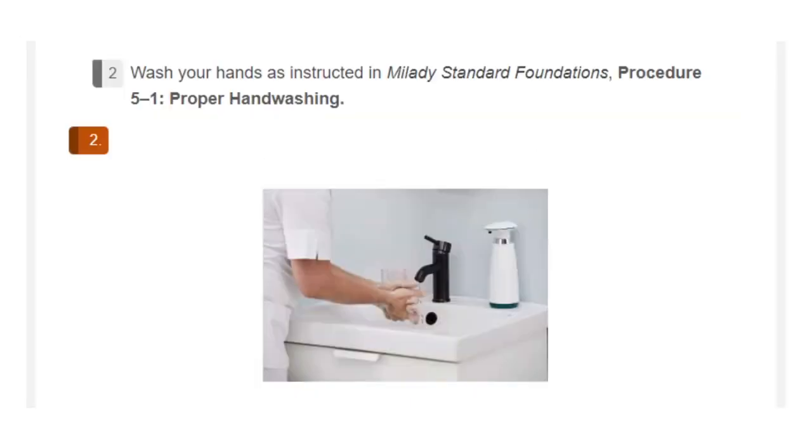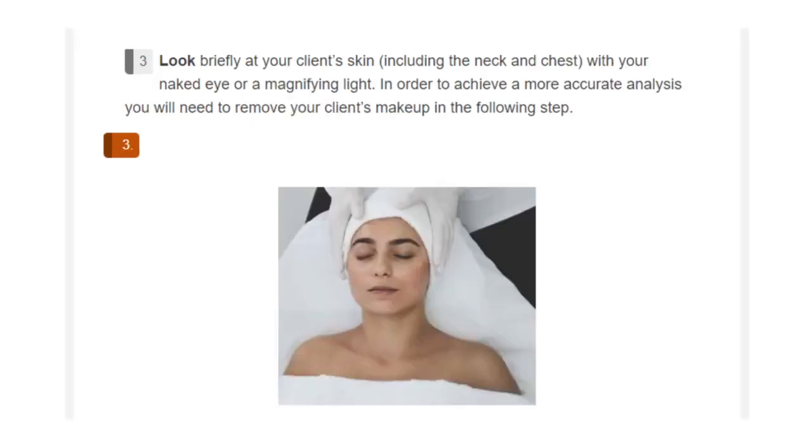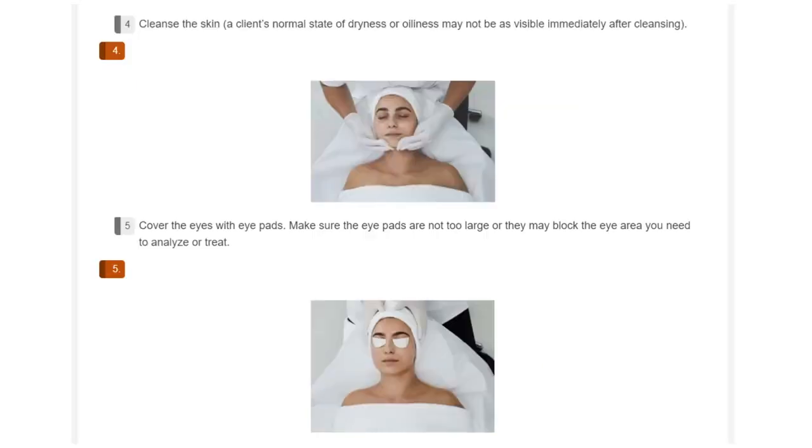2. Wash your hands as instructed in Milady Standard Foundations, Procedure 5-1, Proper hand washing. 3. Look briefly at your client's skin, including the neck and chest, with your naked eye or a magnifying light. In order to achieve a more accurate analysis, you will need to remove your client's makeup in the following step. 4. Cleanse the skin. A client's normal state of dryness or oiliness may not be as visible immediately after cleansing.